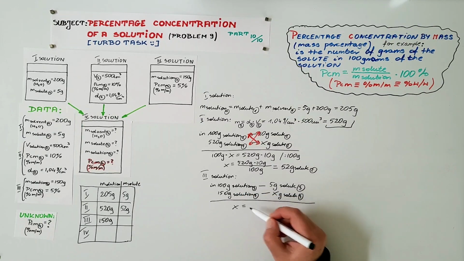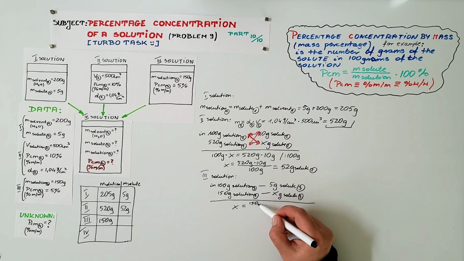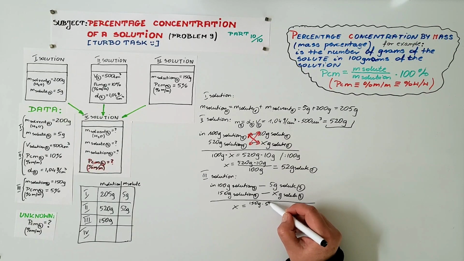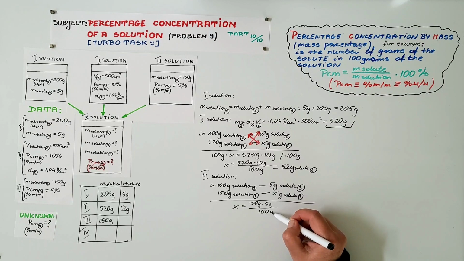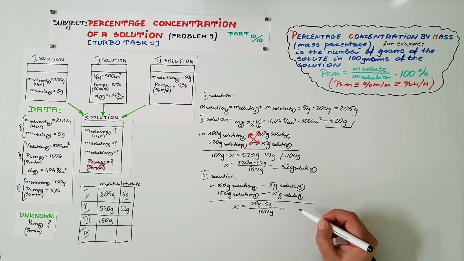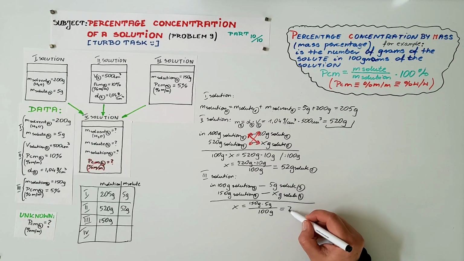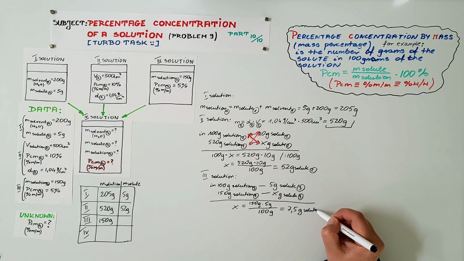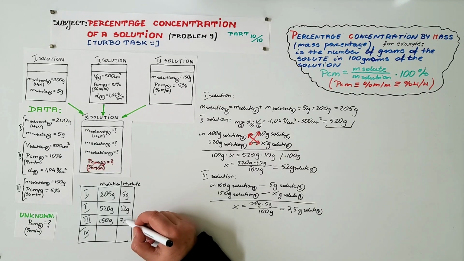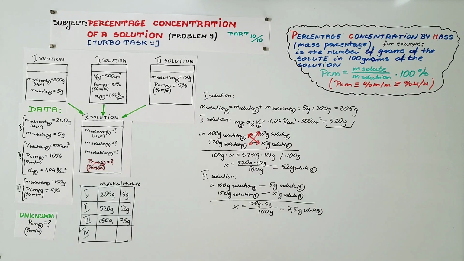So X equals 150 grams times 5 grams over 100 grams equals 7.5 grams of solute. Now it's time for solution number 4, the final solution.